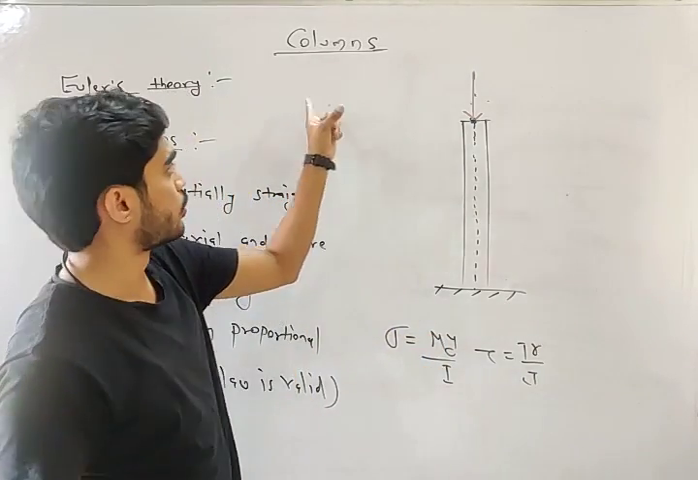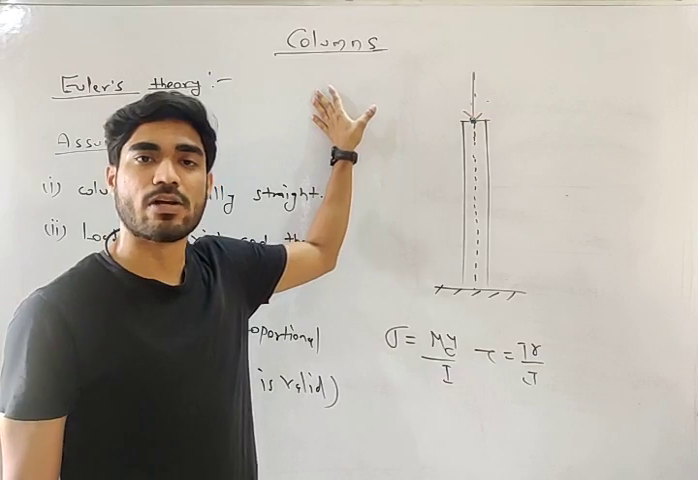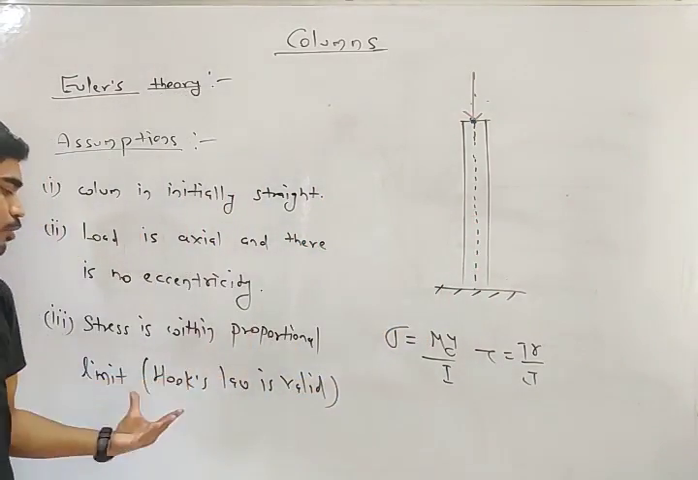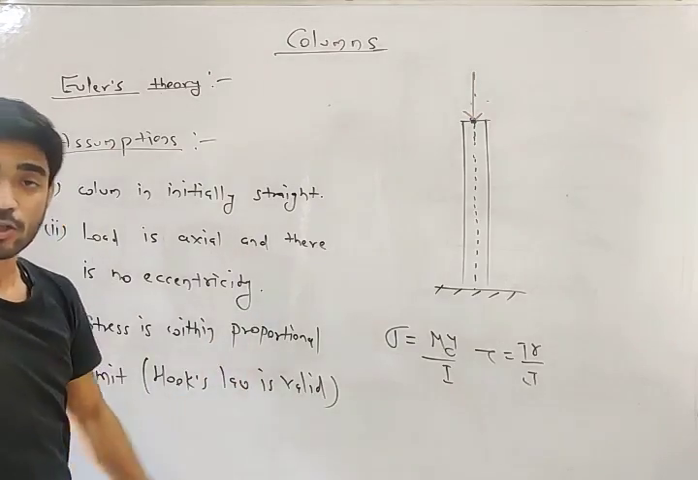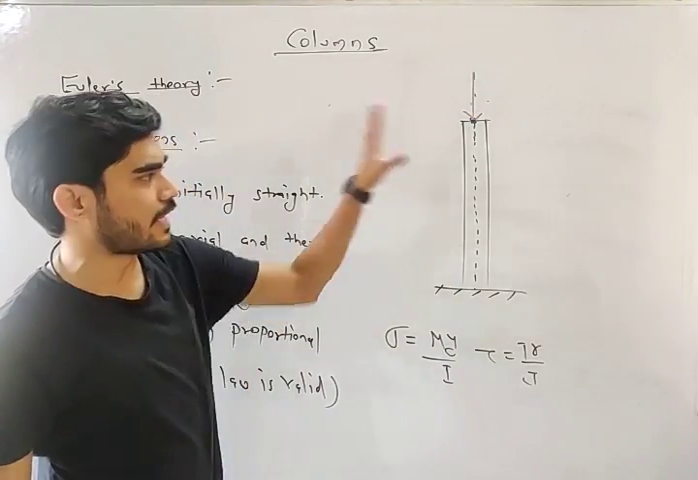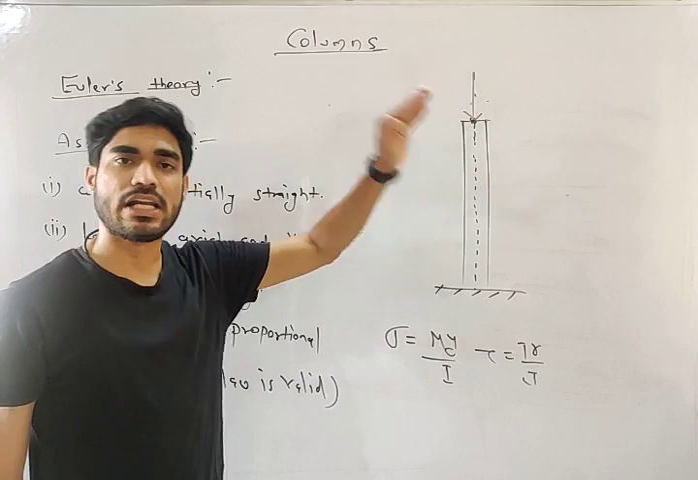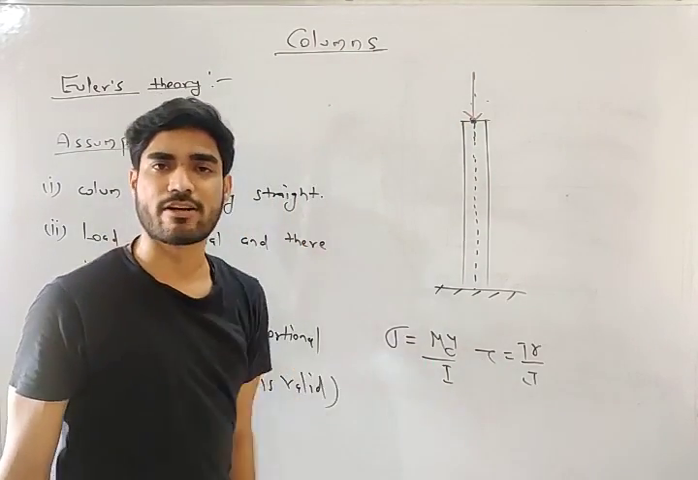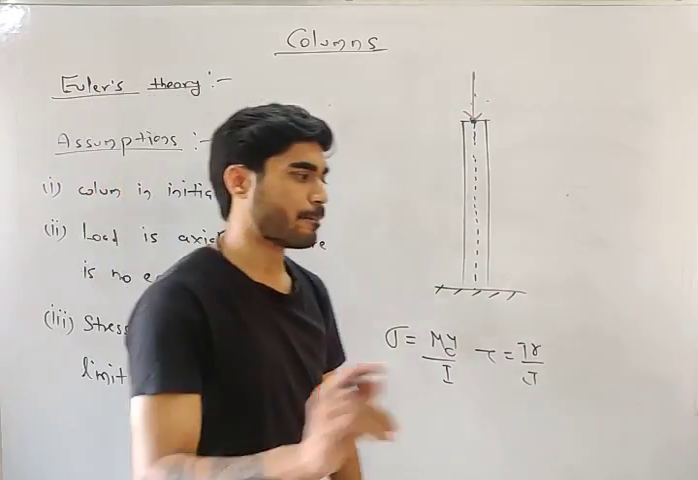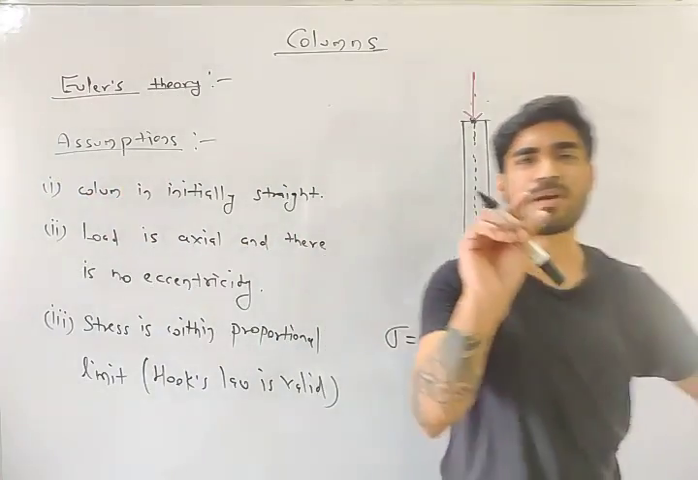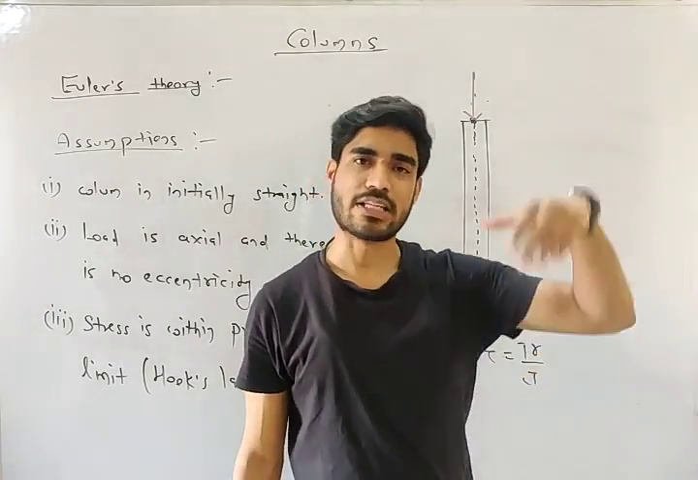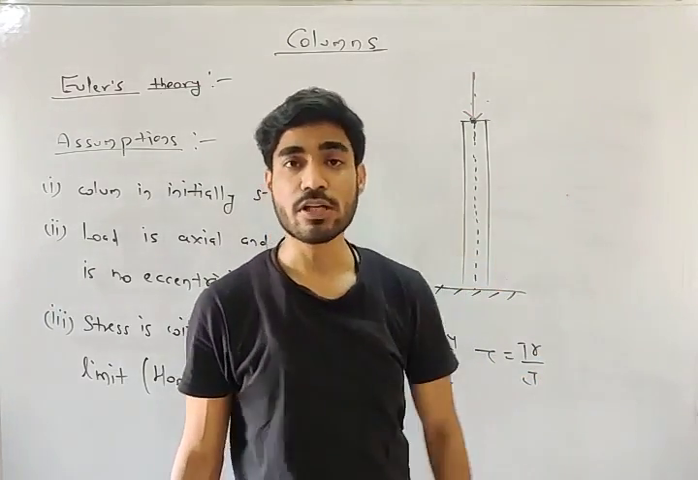Even the equation derived by Euler's theory is also based on the assumption that stress is within proportional limit, meaning we are using Hooke's law to derive the equation. So whatever equation we derive is only valid up to proportional limit. But practically, proportional limit and yield point are very close, so we can also say that it is valid up to yield point.